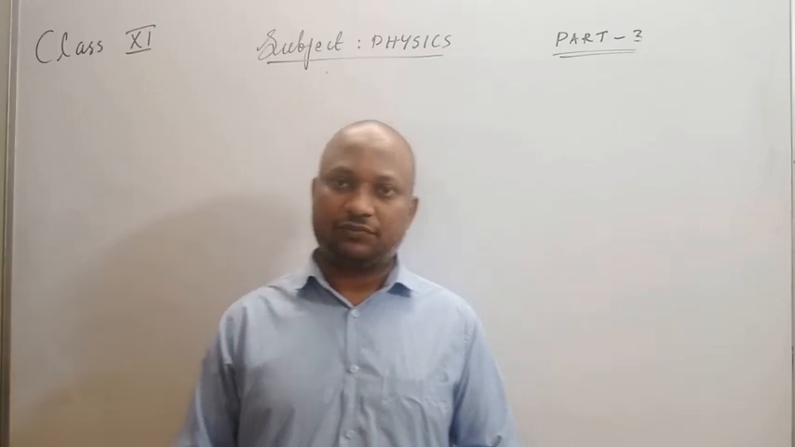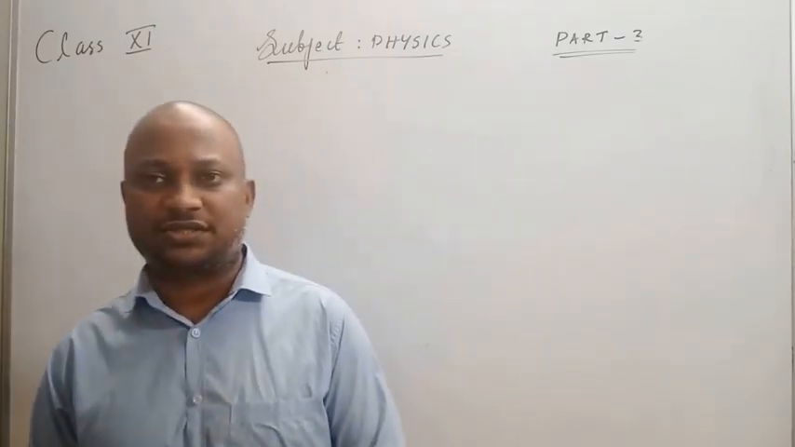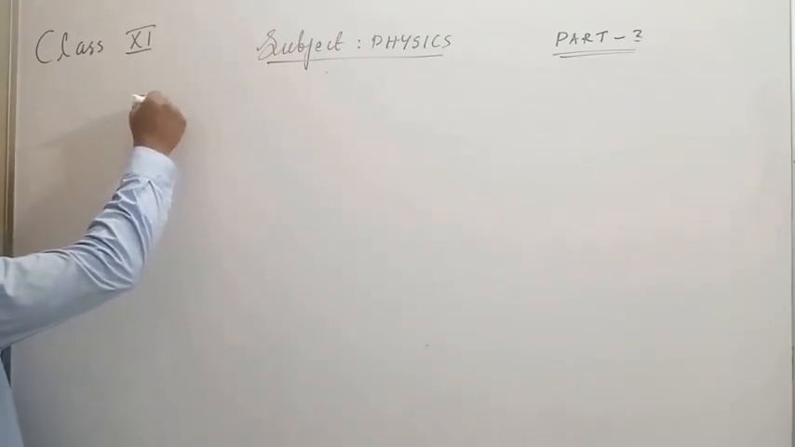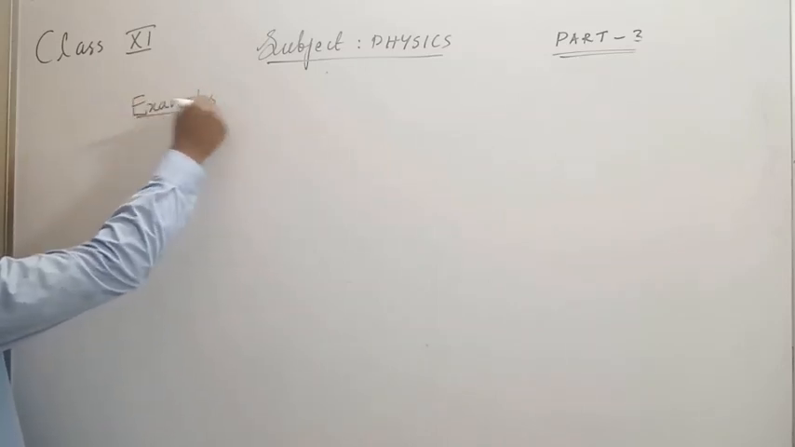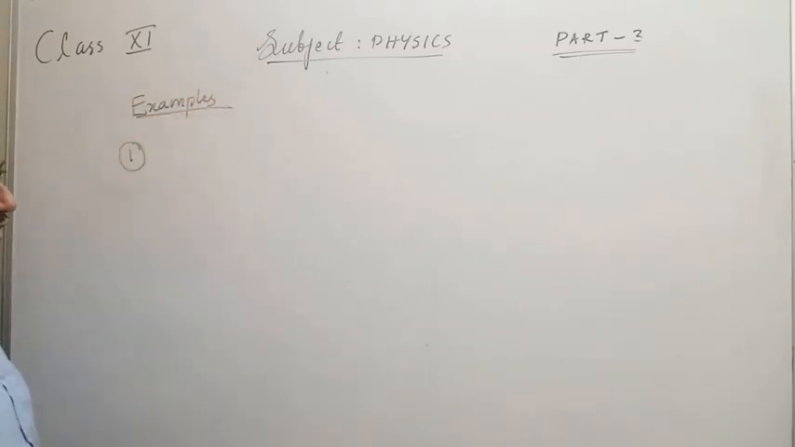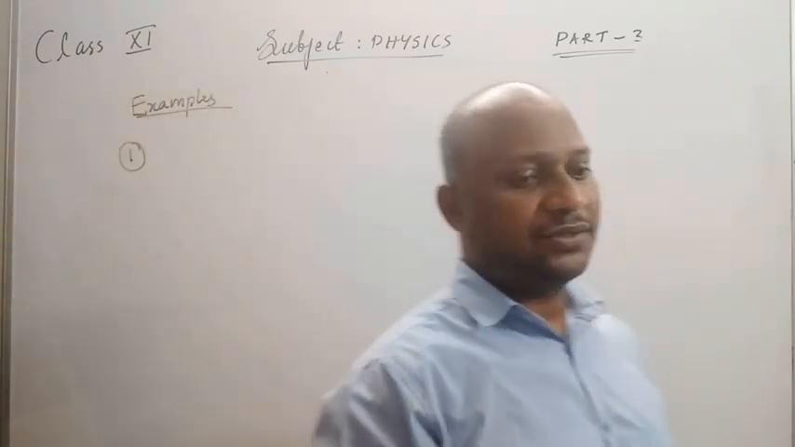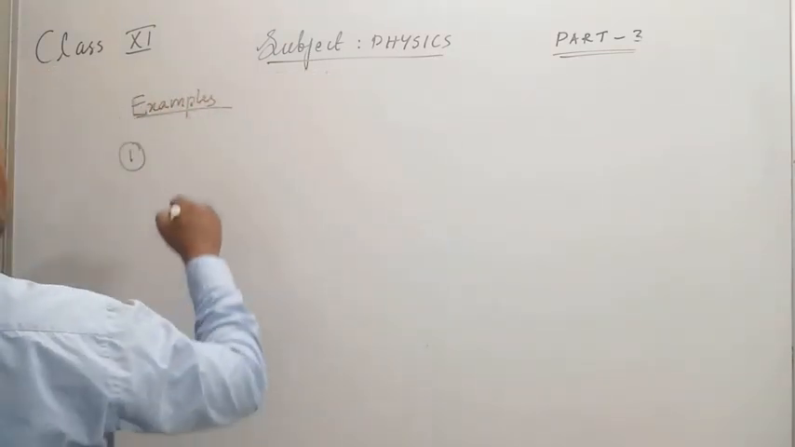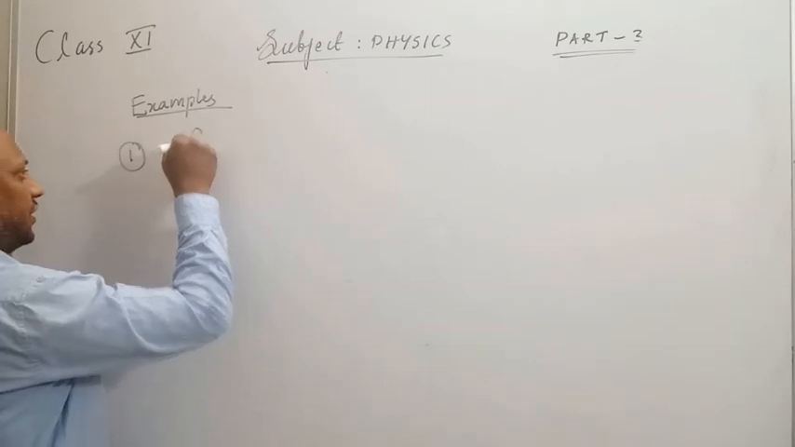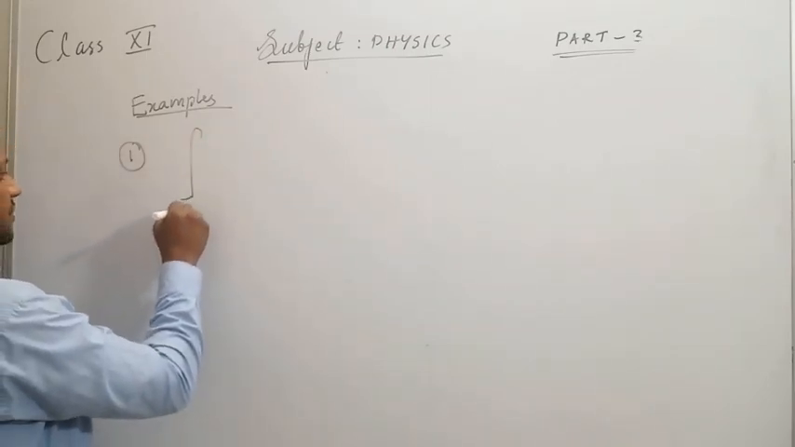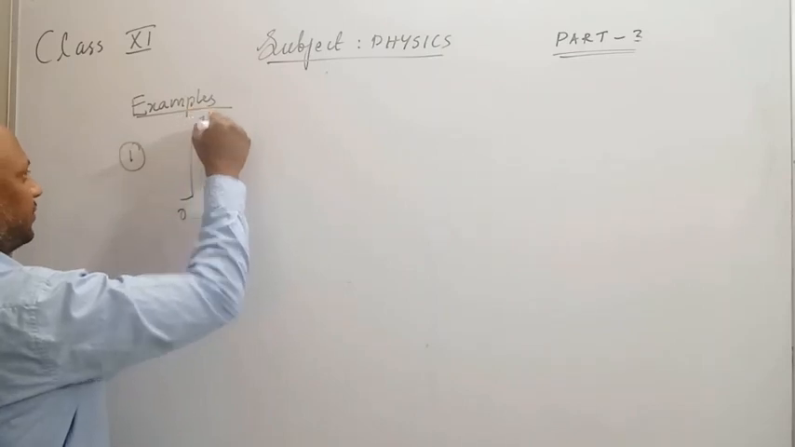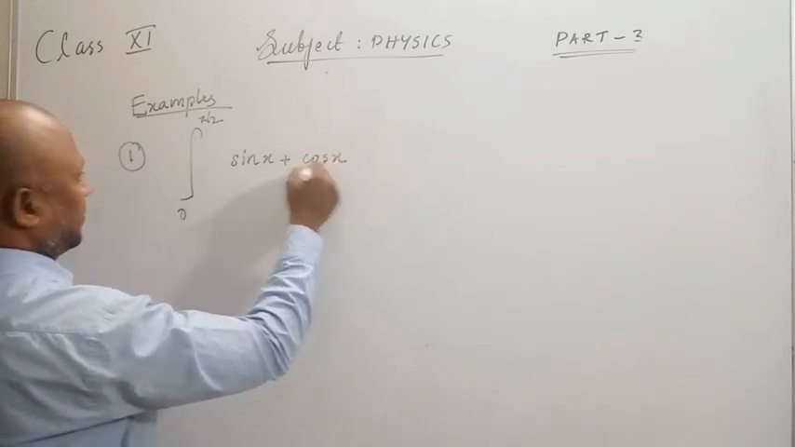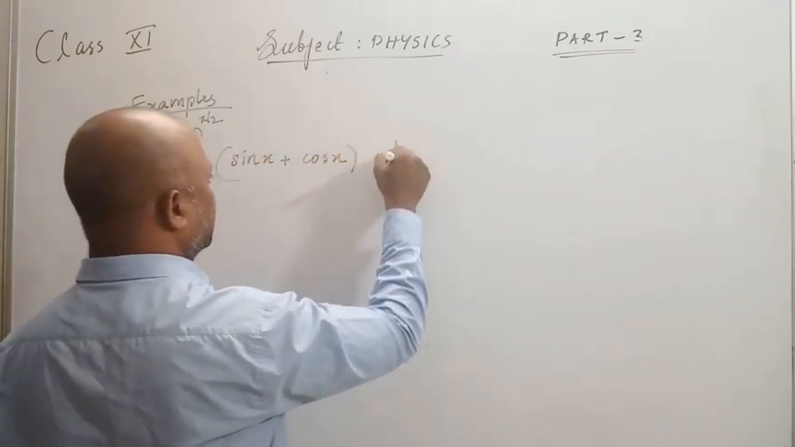Let me explain a few more questions on the basis of this. We're going to do a few examples of integration right now and try to understand how to integrate properly. So the first question is: integrate from 0 to pi by 2, sin x plus cos x dx.